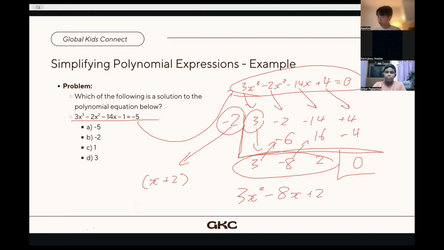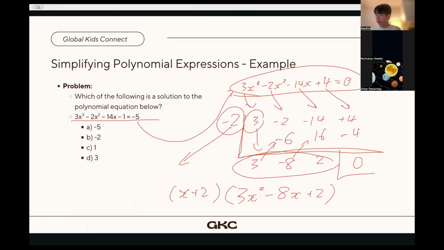And so we can say that we divided the original polynomial by x plus 2, or we can also say that we factored the original polynomial so that it is x plus 2 times 3x squared minus 8x plus 2. And so through this method, we found how we could first factor a higher degree polynomial. From here, you can see that -2 is a solution that is an answer choice here. And so our answer will be B.